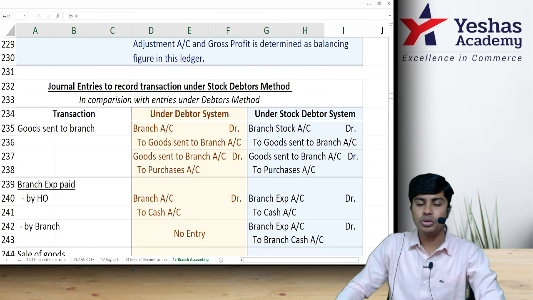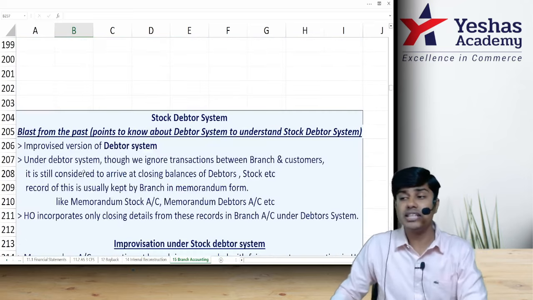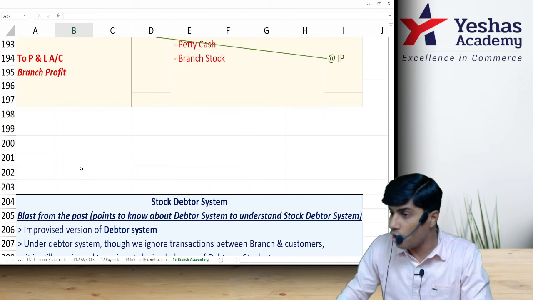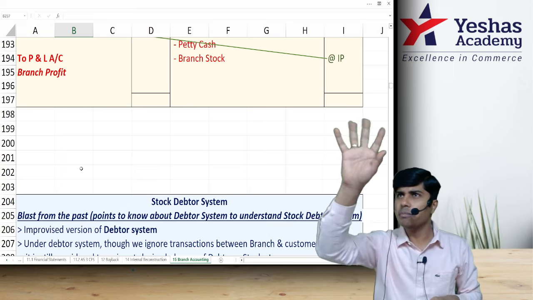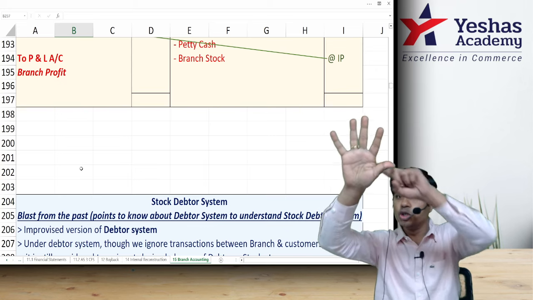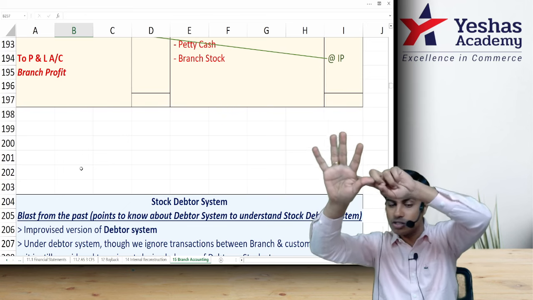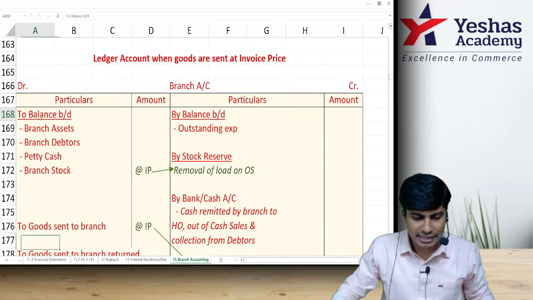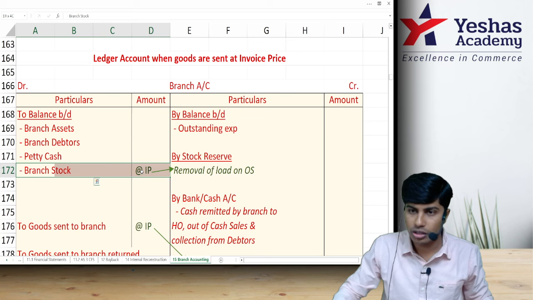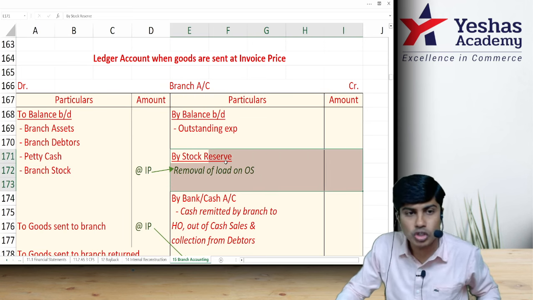Another thing that you should note in the branch debtors and branch stock debtors system is, what if the goods are sent by head office to branch, not at cost, but at invoice price? In your debtors account, the opening balance of stock will be on the debit side. It should be in the branch stock account at cost, but it is there at invoice price. On the credit side, we should remove the load. It is at invoice price, so we remove the load on the credit side using the name stock reserve.